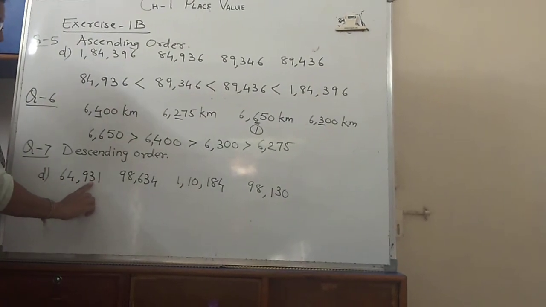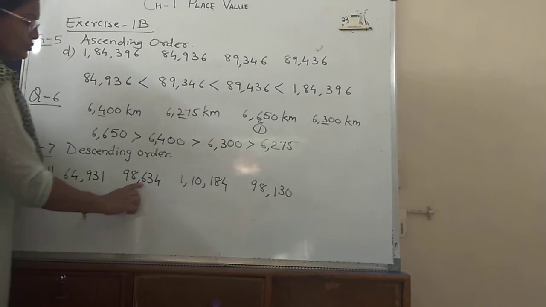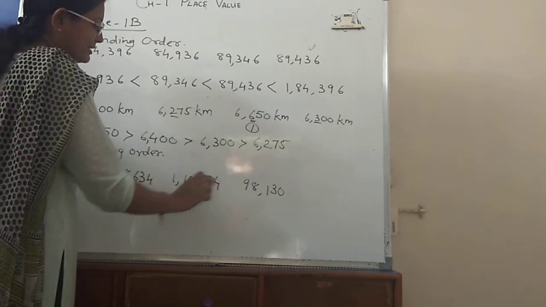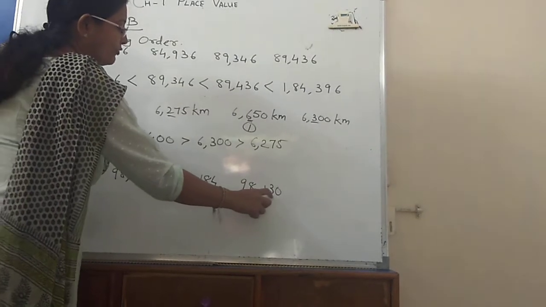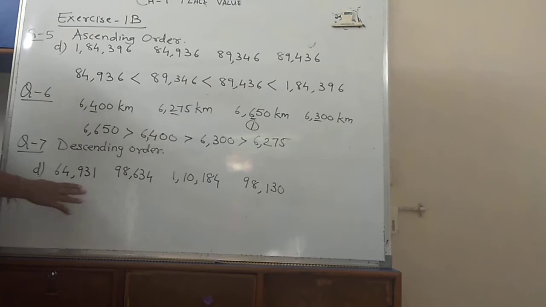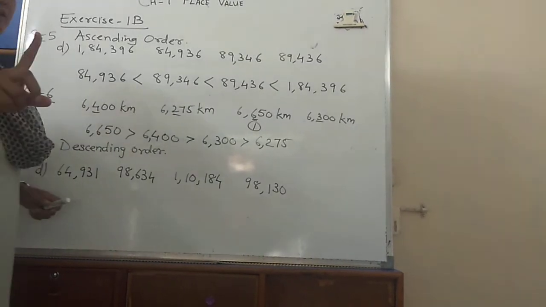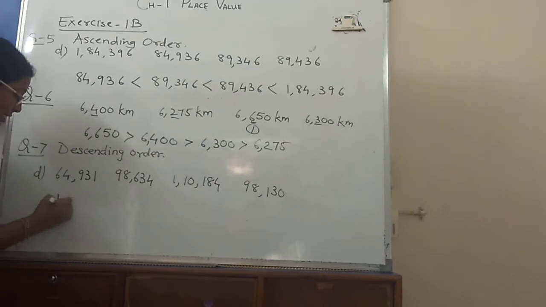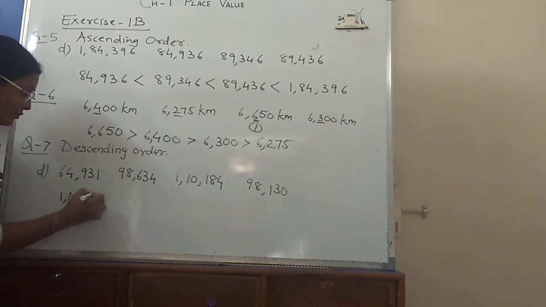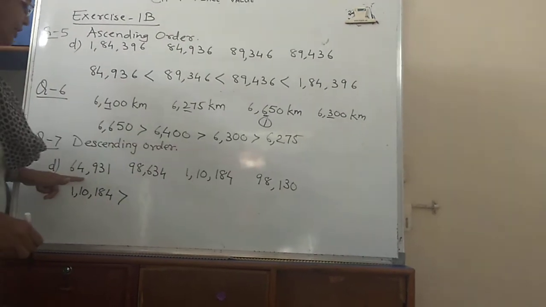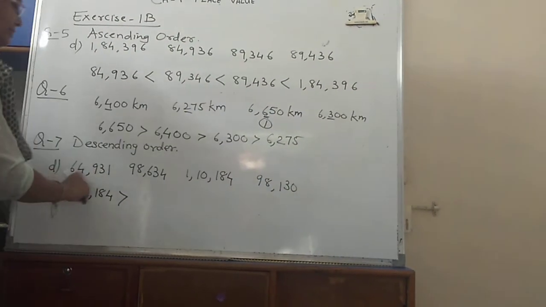1, 2, 3, 4, 5. 1, 2, 3, 4, 5, 6. This is a 6 digit number. These others are all 5 digit numbers. We are writing descending order, so big to small. So our first answer is 1,10,184, which is bigger than the rest. Now we have to find from these 3 numbers; we have to compare these 3 numbers.